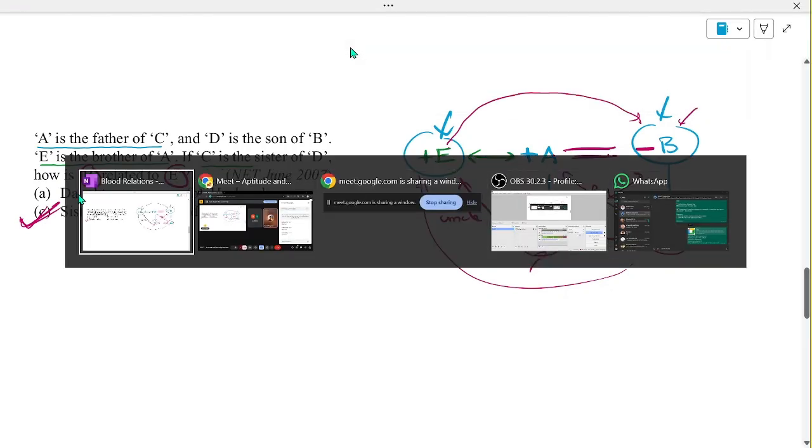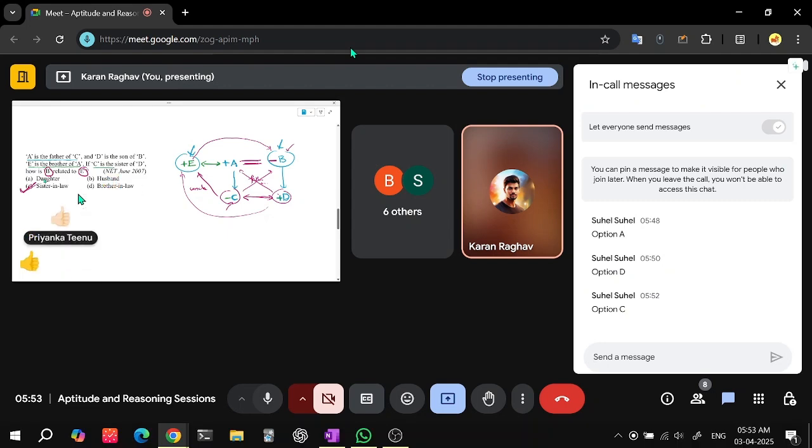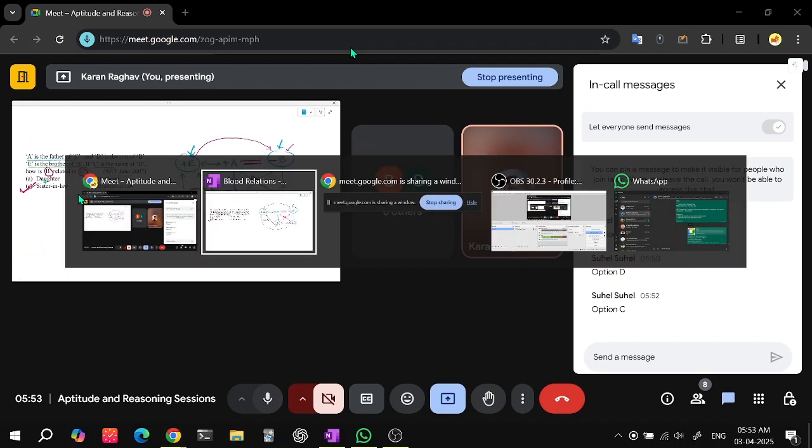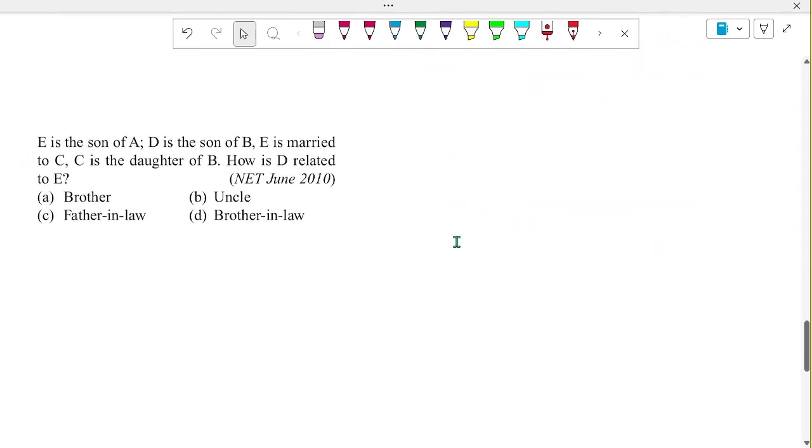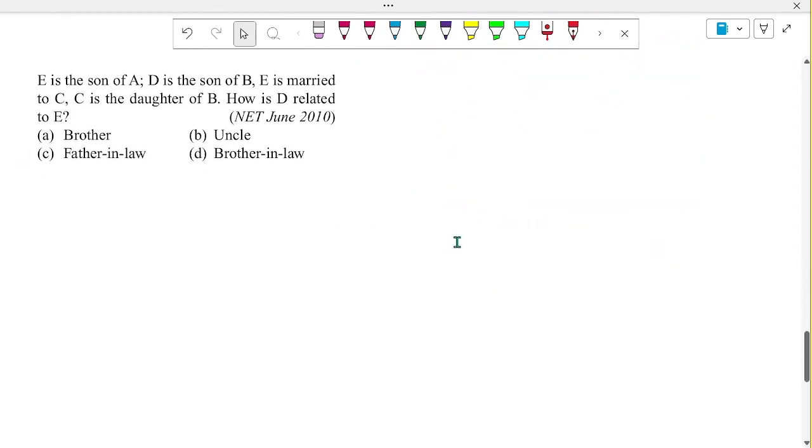As I have told you, the questions will be like this only in all the exams. If the diagram is correct, you will get the correct answer. Okay. We'll try to solve another question. Just try to solve this one.